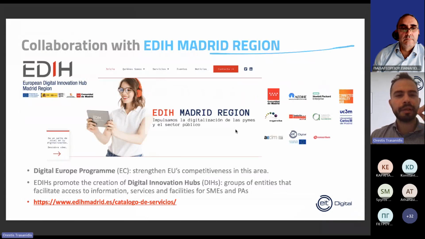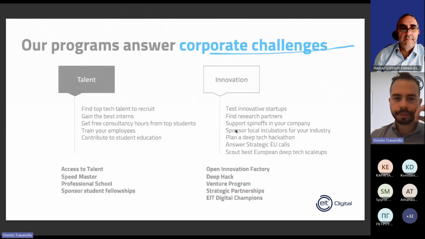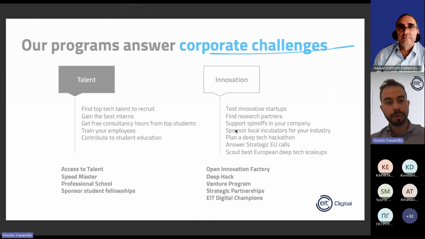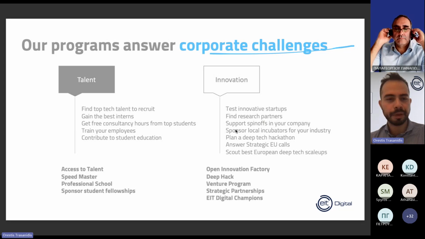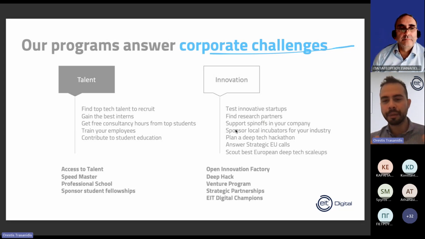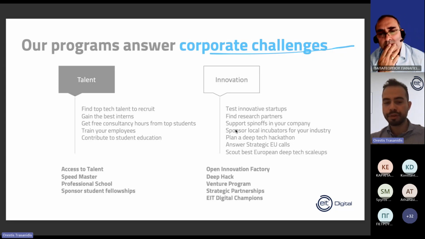Okay, the European Digital Innovation Hubs are part of the EU proposals topic that I briefly mentioned before. So if you are a corporate, if you are a startup, it doesn't matter, the key is access to talent. Maybe now we can group a little bit what we can offer to you. When we think about talent and education, it's access to talent, the speed masters for startups, the professional school, and you can sponsor student fellowships.